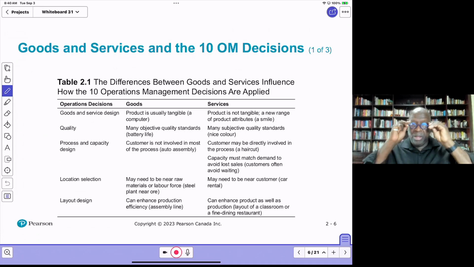All right. Your layout design, in terms of a product, sometimes the process of manufacturing the product will have implications for how the facility is laid out. In terms of services, sometimes the actual flow of activities will also dictate that, but also the kind of experience that you want to create for customers will have implications for how you lay out that particular facility. All right.